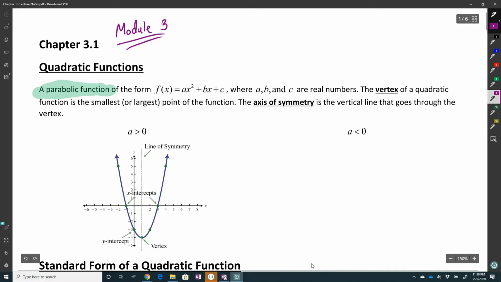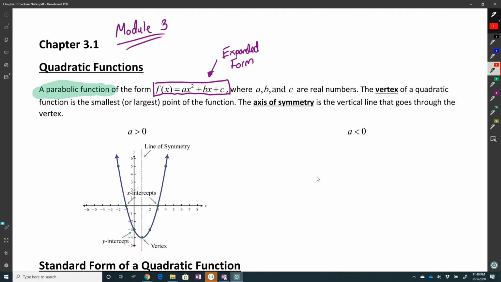Alright, so first we're starting with the formula that most people know already. Ax squared plus bx plus c. When you're dealing with the parabola, we call this the expanded form. And when we're dealing with this, the expanded form tells us a couple things. So ax squared plus bx plus c. So let me rewrite it up here just so I have room.